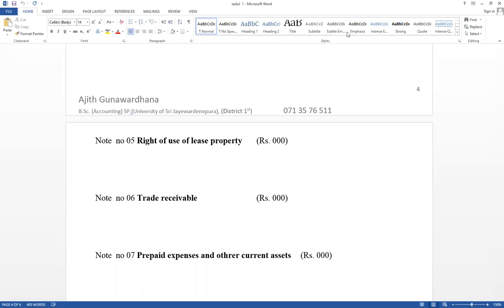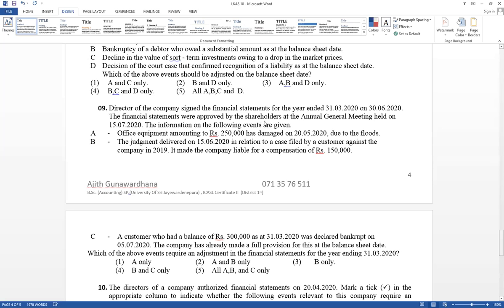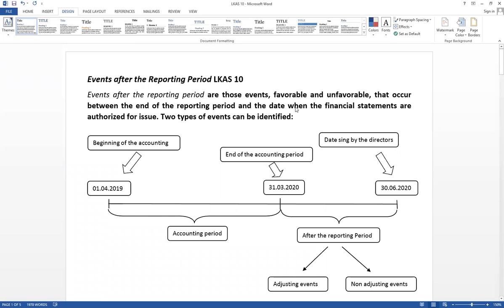LKS 10, let's recall it a little. LKS 10, events after the reporting period. Think about this, this is a standard, very important. If you can't understand the standard, it is difficult to get marks. Therefore, try to get an idea about LKS 10. Name: events after the reporting period. Try to grasp it as much as possible. Definitely available in MCQ paper 1 questions, as well as it has given separate adjustment in the company sum.